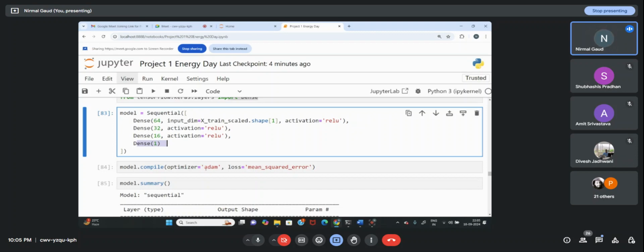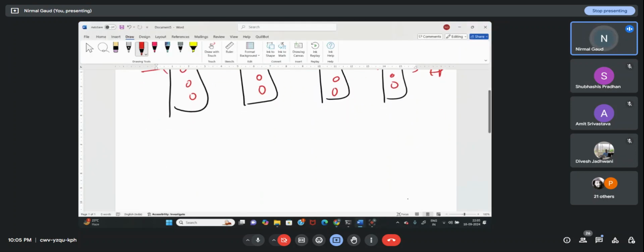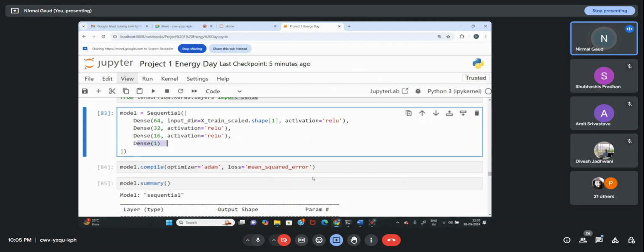Okay, so 4 dense layers I am taking. Let me again make an architecture: 1, 2, 3, 4. And I took how many neurons on them? Neurons are the computational units. First dense layer 64, second 32, then 16, then 1. Now the question will come, sir, how do you know that this much neurons you have to take?